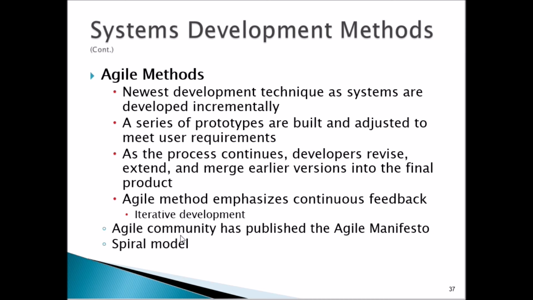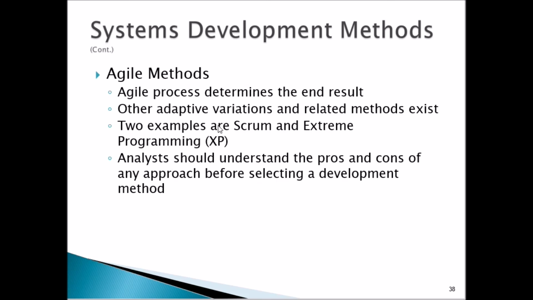Actually, that sounds like an ideal world. It has a lot of considerations that I have not seen because, like I said, there is what's called the Scrum Master who does control all this, and it can get out of hand if you're not careful. So Agile methods are processes that determine the end results. Other adaptive variations and related methods exist. 2 examples are Scrum and Extreme Programming. And I've seen combinations of both, where extreme programming is the idea that you have sprints, and you rush to get your code written in a small amount of time.